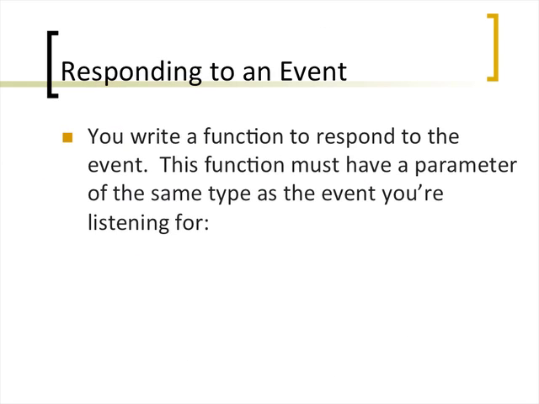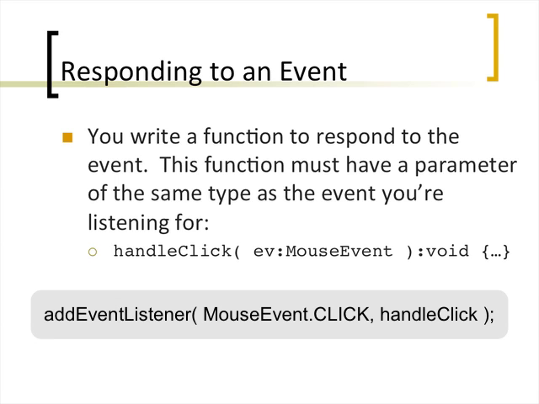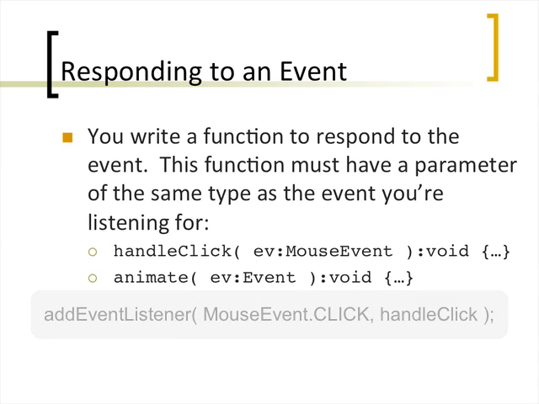So let's look at how we respond to an event. You write a function that's going to respond to the event, and that function must have a parameter that's the same type, the same data type, as the event you're listening for. So for instance, if we were listening for a mouse click, and I've written a function called handleClick, then the parameter inside this function, which I've happened to call ev, is going to be a MouseEvent, because that was the event we were listening for, MouseEvent.CLICK.